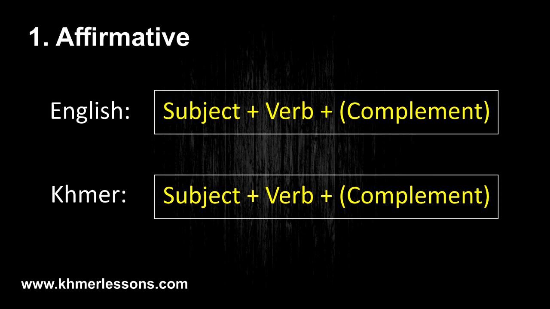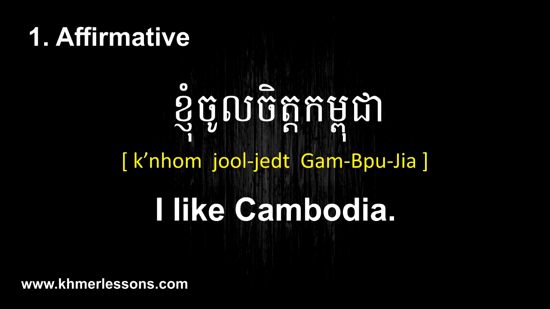Now let's see an example together. I like Cambodia. In Khmer we say ខ្ញុំចូលចិត្តកម្ពុជា. You see, it's the same. ខ្ញុំ is I, ចូលចិត្ត is like, and កម្ពុជា is Cambodia. So ខ្ញុំចូលចិត្តកម្ពុជា: I like Cambodia.